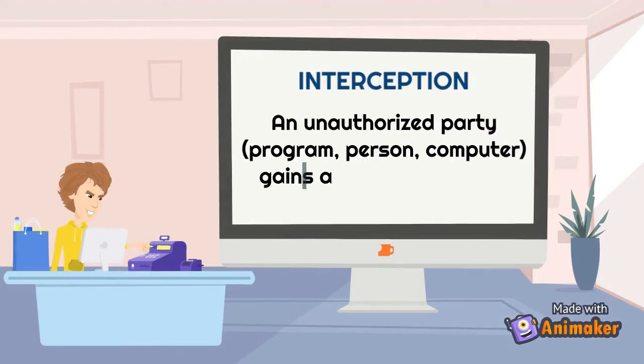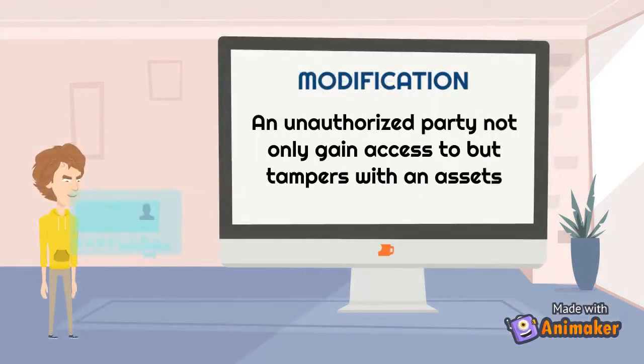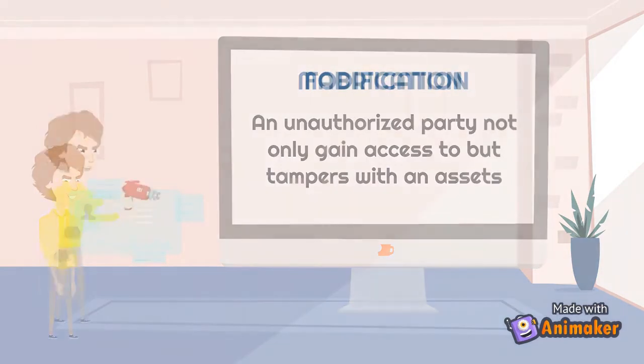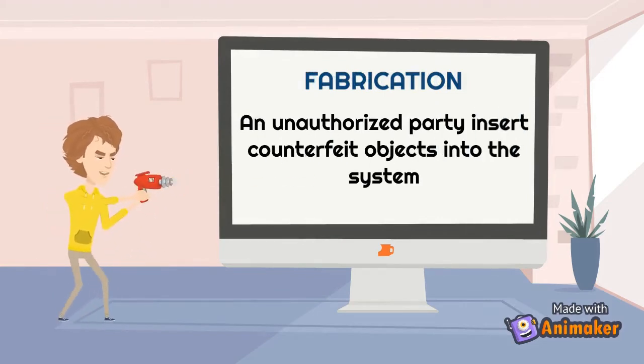Interception is when an unauthorized party, program, person or computer gains access to an asset. Modification is when an unauthorized party not only gains access to but tampers with an asset. Fabrication is when an unauthorized party inserts counterfeit objects into the system.